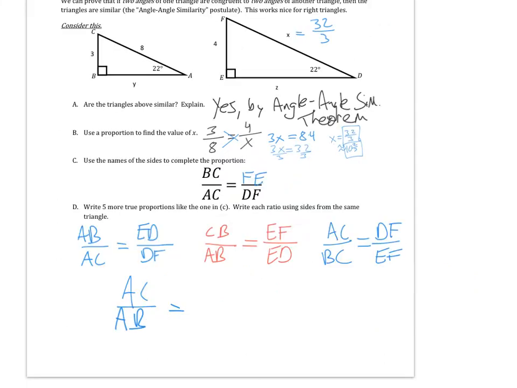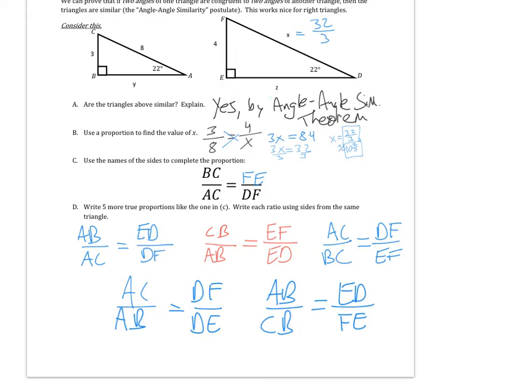That's another one. AC over AB, that's one proportion from the left side. We could take the hypotenuse over the long leg over here, and there's another proportion that must be true. We're looking for one more here. Well, we had CB over AB, that's short leg over long leg. Let's flip that around and make that AB over CB. And what does that equal on the other side? That's going to be equal to ED over EF, or FE.